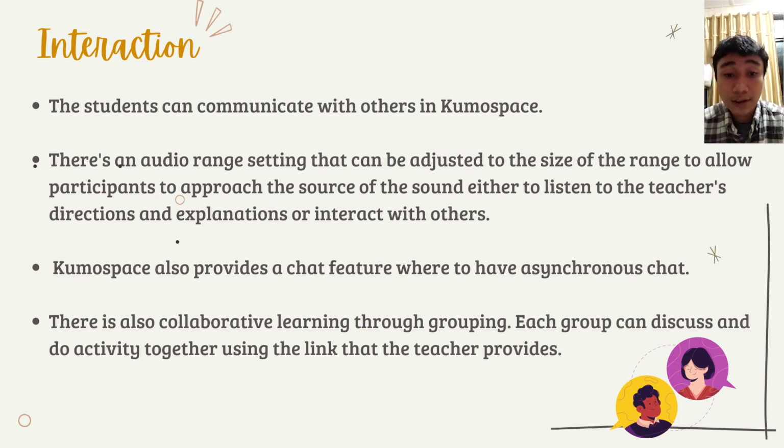And the next part is the interaction of KumoSpace. So for the interaction, there are 5 points. The first one is that students can communicate with others in KumoSpace. The second one is that there are audio range settings that can be adjusted to the size of the range, to allow participants to approach the source of the sound, either to listen to the teacher's direction and explanation or to interact with others. And the third point is that KumoSpace also provides a chat feature for asynchronous chat.